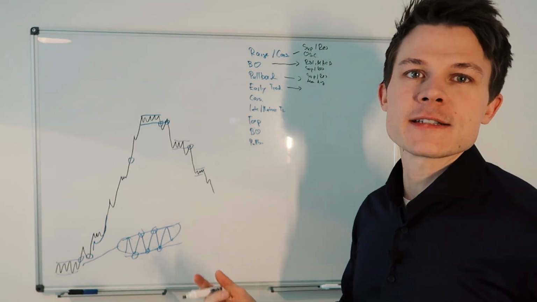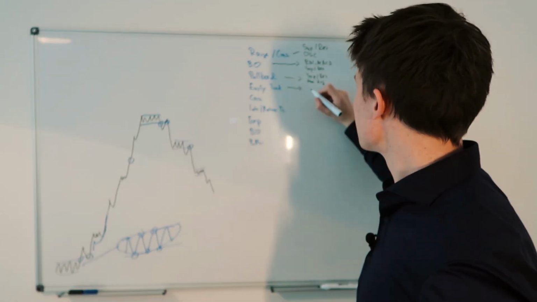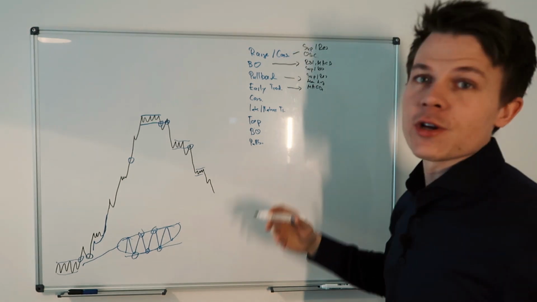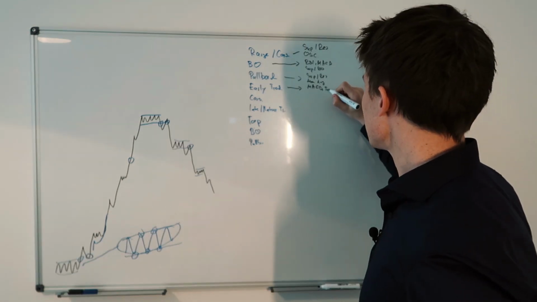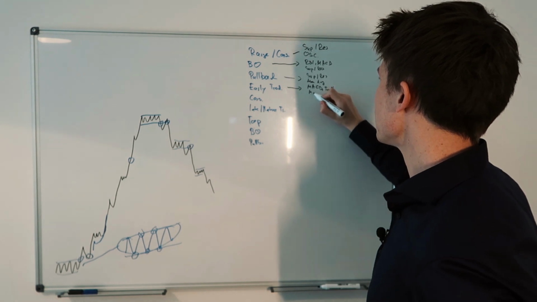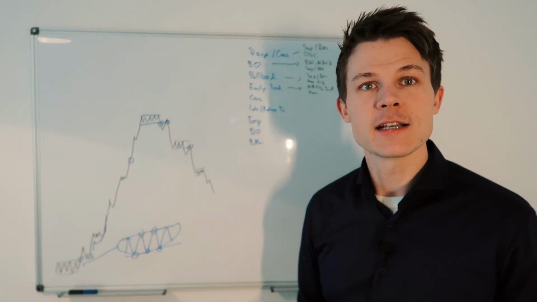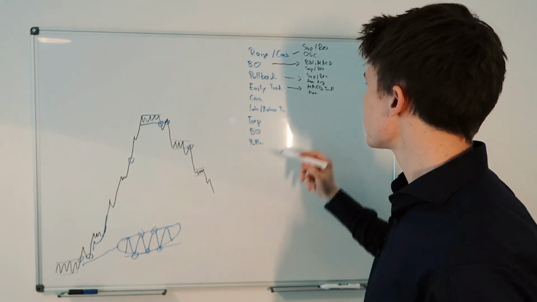Then we have early trends. Early trends also follow momentum rules, obviously. So you can use momentum indicators. You can use a MACD. You can use trend lines. You can use moving averages. Obviously, during trends, moving averages work great. Also a good tool to have.